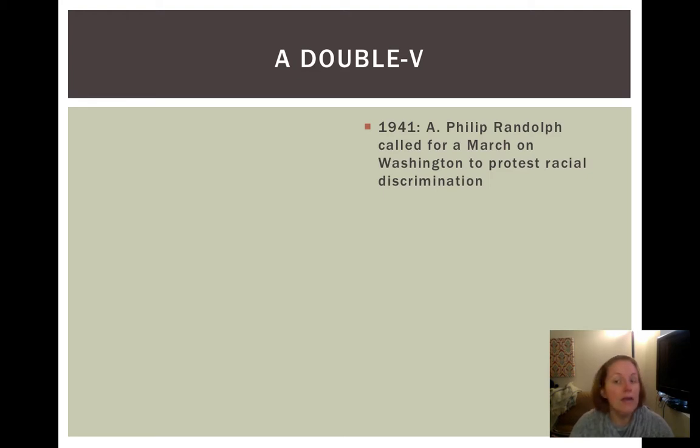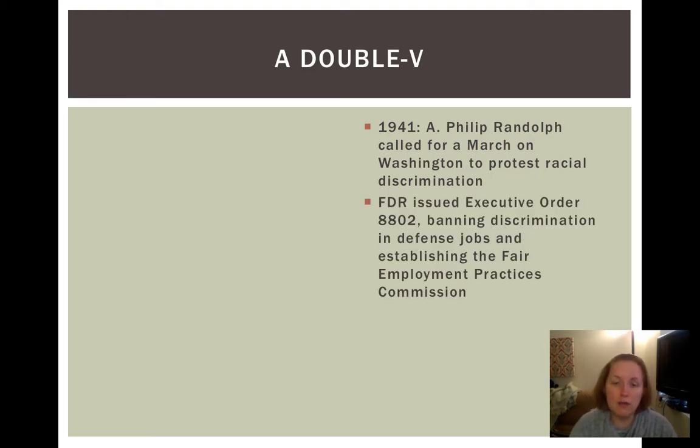So now, obviously, this would not look very good, and Randolph's plan scares the Roosevelt administration enough for FDR to issue Executive Order 8802, which bans discrimination in defense jobs and establishes the Fair Employment Practices Commission. This commission doesn't have a lot of enforcement power, but it holds hearings that expose the patterns of racial discrimination in hiring practices. And so it's really the first federal agency since the period of Reconstruction to be actively working for equal opportunity for African Americans. So it is a major step forward.